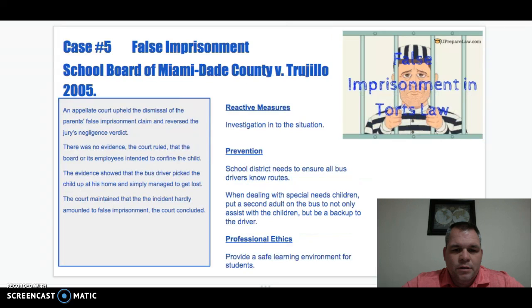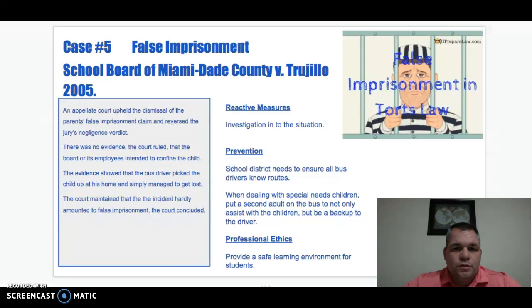Last case, false imprisonment. School Board of Miami-Dade County versus Trujillo, 2005. At first a judge had seen it in the plaintiff's favor, Trujillo's favor. An appellate court actually overturned it in the school board's favor. A special needs student was picked up at home about an hour late because the bus was running behind. The student ended up getting to school almost 4 hours late. And so the parents filed a false imprisonment charge against the school.